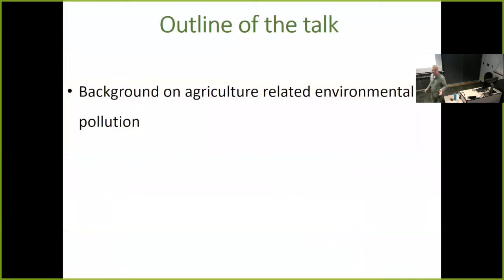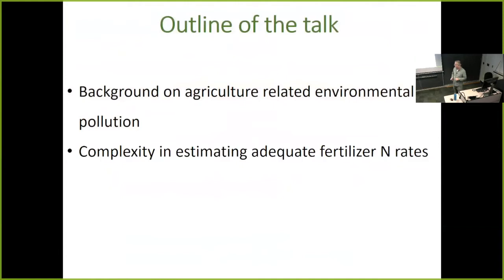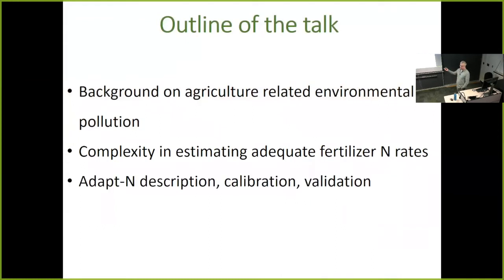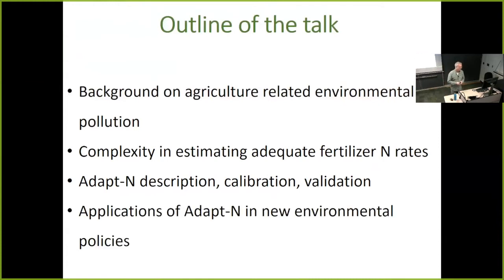What's the outline for the talk today? I'm going to give a little bit of background on agriculture-related environmental pollution and the complexity of estimating the right fertilizer N rates for a particular field. Basically, the background of why the AdaptN tool was developed. We're going to talk about the tool, discuss its calibration and its validation studies, and I will end with a few applications of AdaptN in new environmental policies that we're now promoting.